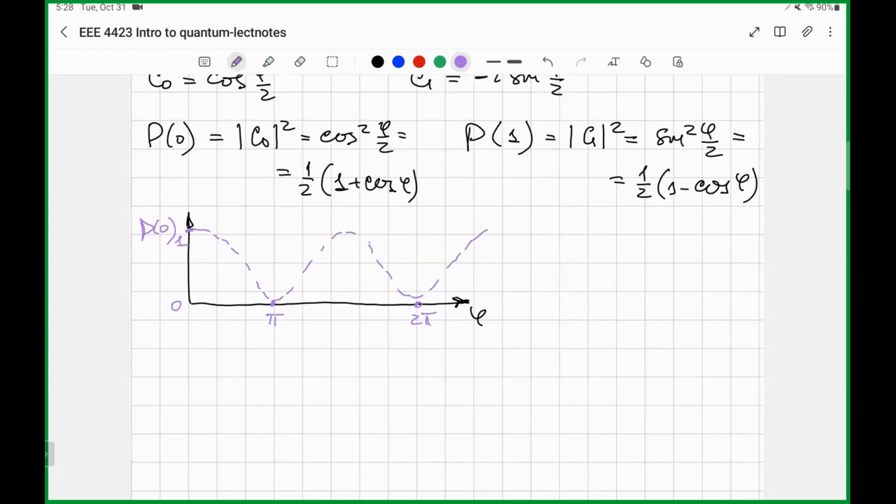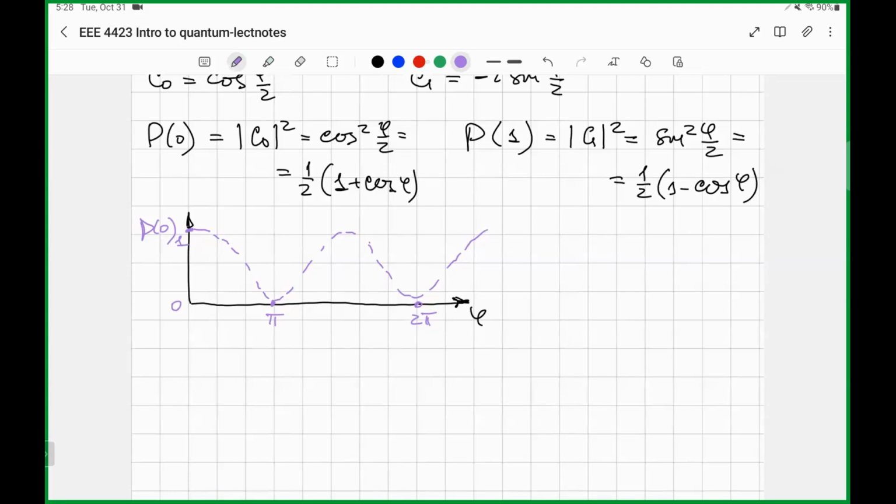So for the phase 0, cosine is 1, 1 plus 1 is 2, 1/2 of 2 is 1, so the probability is 1. And if we measure the circuit in this state, for this phase, we can find only the state 0 in the output, and the state 1 wouldn't be measured for the perfect quantum system.